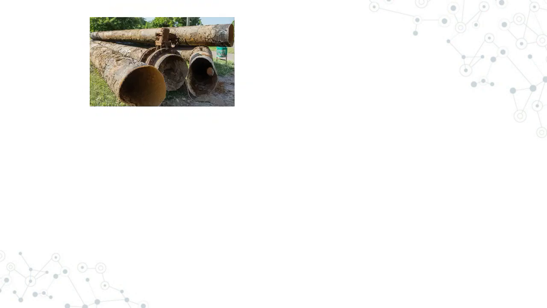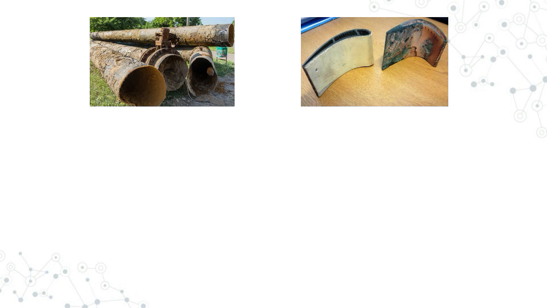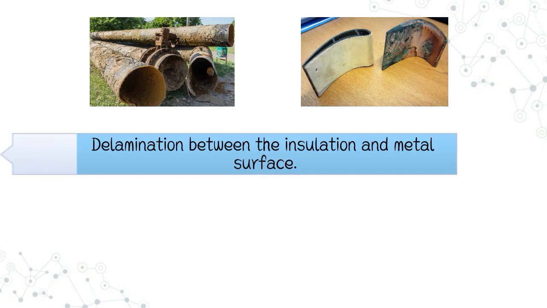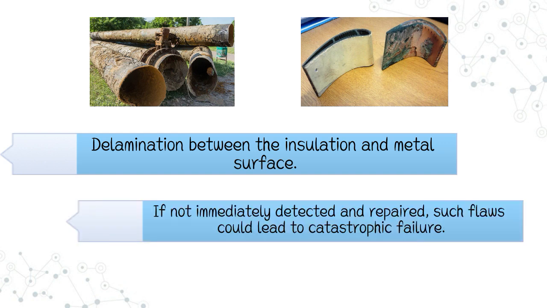Insulation has been widely used in many industrial applications, such as the steel pipelines in the oil and gas industry, thermal barrier coatings for aircraft engines or gas turbines. Due to aging and cyclic process, many hidden defects exist under insulation, such as corrosion and delamination. The insulation must be replaced when the depth of delamination exceeds the critical level. If not immediately detected and repaired, such flaws could lead to catastrophic failure.